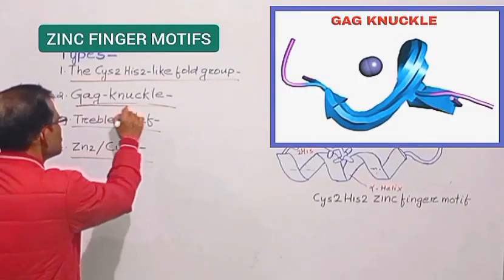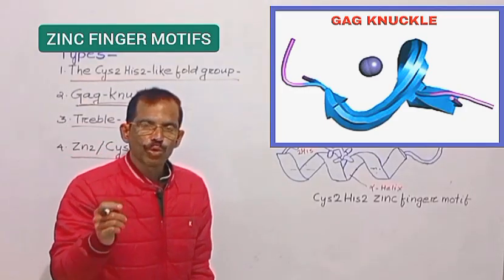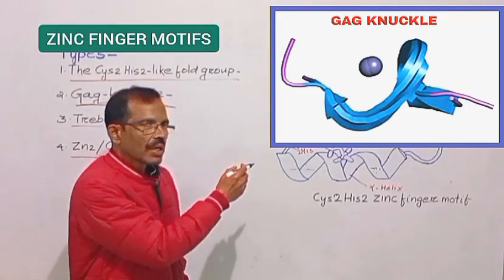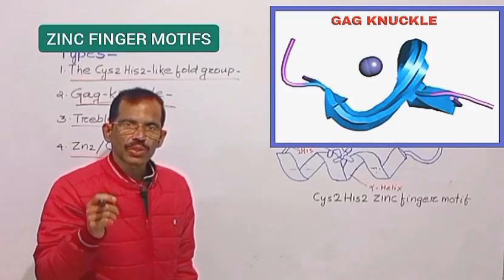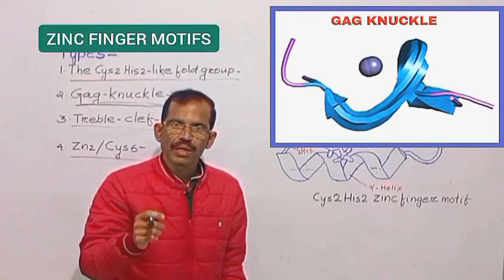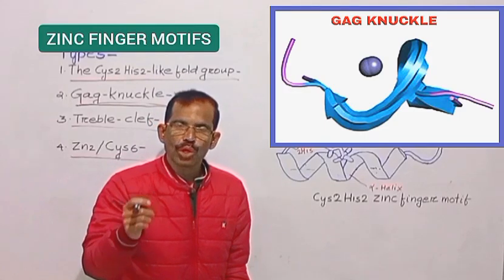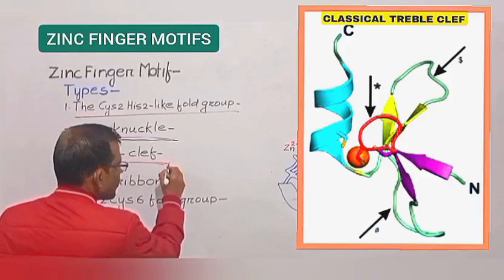Second one is gag knuckle, which is found in the HIV-NC protein. This figure illustrates the structure of the gag knuckle, which consists of 2 short beta strands connected by a turn and followed by a short helix or loop. Next one is treble clef.